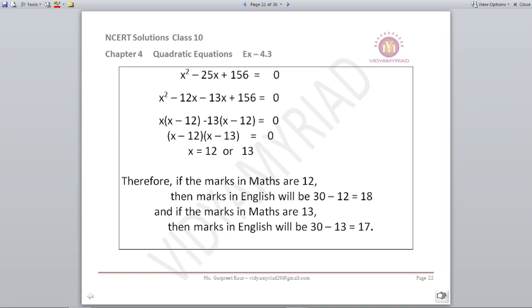After opening the bracket and solving, you reach the equation x square minus 25x plus 156 equal to 0. Again here we are able to use the middle term splitting. With that we can find out the common factors, and we got the value x is equal to 12 or 13, which means if she is getting marks in maths as 12, then English marks will be 18, and if the marks in maths are 13, then English marks will be 17. Both the cases are possible.